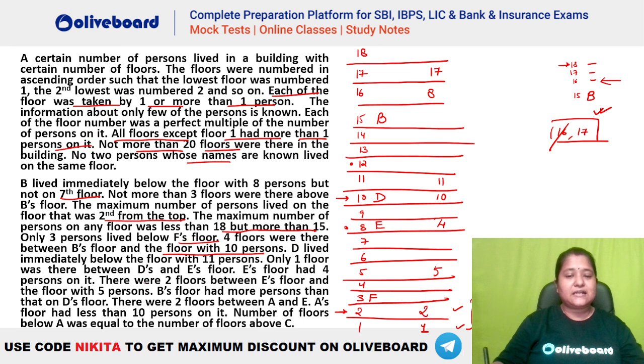Now what is remaining? Let's check. So we know that B's floor should have more persons as compared to D's floor here. Now B is on floor number 15. So we should have the factors of 15, right? So what are the factors of 15 here?